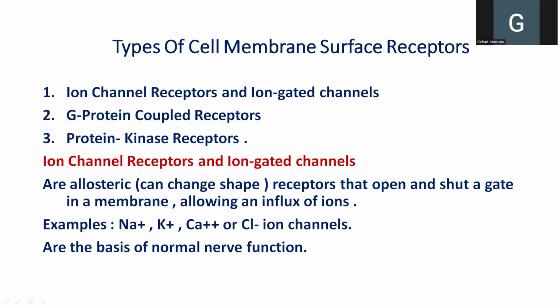We actually have different types of cell membrane surface receptors. What are they? On this slide, we can see a few examples of the surface cell receptors. The first famous type of cell membrane receptors are the ion channel receptors. As you know, these are receptors that are specific to ions, like sodium ion channels and potassium ion channels. And we also have the ion-gated channels.